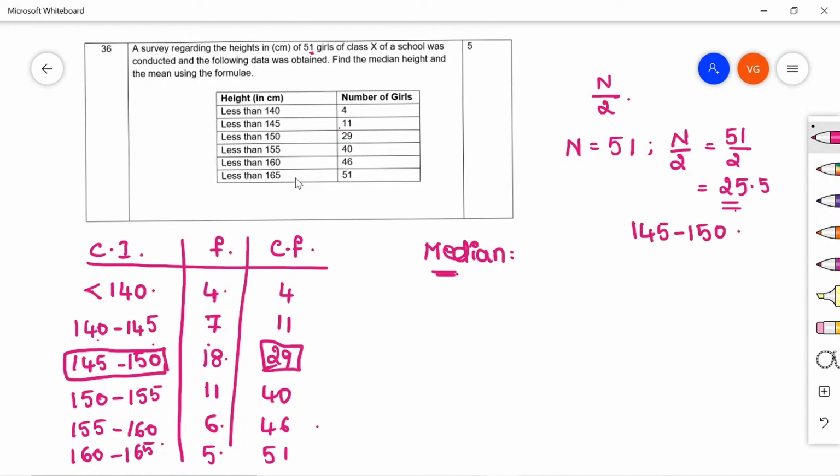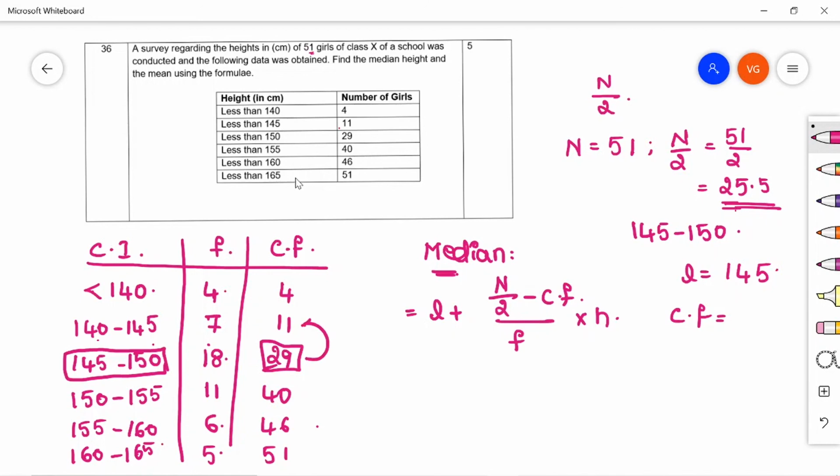What is the formula for calculating median? L plus n by 2 minus cumulative frequency divided by f into h. So write down L is nothing but the lower limit of the median class, 145. N by 2 you know, 25.5. Cumulative frequency is nothing but the cumulative frequency of the class that is preceding the median class. So that will be 11 here. Frequency is nothing but the frequency of the corresponding median class, 18, and height of the median class 150 minus 145, 5.